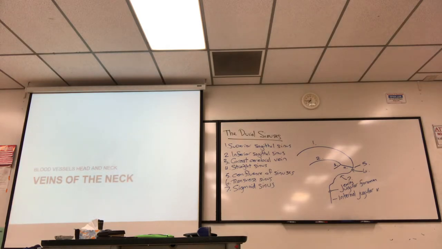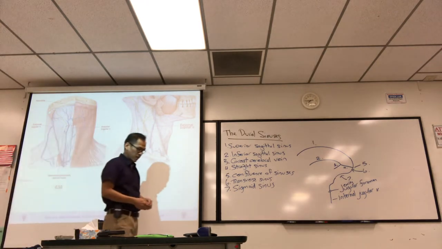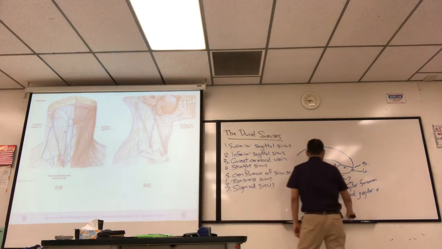So when you get into the neck, you have the internal jugular vein, which is the main vein of the neck. But more superficially, there are two other jugulars that I don't want you to confuse it with. We also have the anterior jugular and the external jugular.